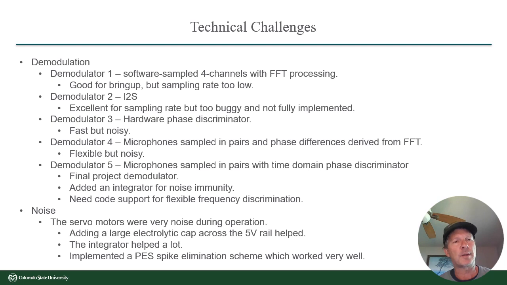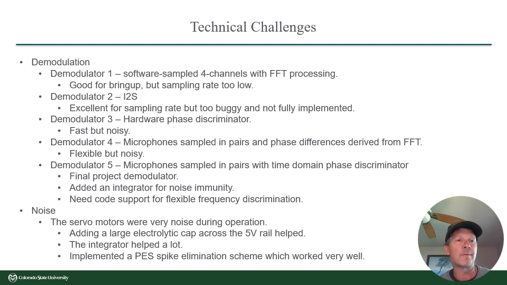The next demodulator I explored had microphones sampled in pairs so that I got twice the sample rate of demodulator 1. And then I derived phase differences from the phase portion of the FFT. This was flexible in the frequency domain, but still too noisy. Measuring the phase of a noisy system was just too noisy for my use. So I moved on to demodulator number 5.